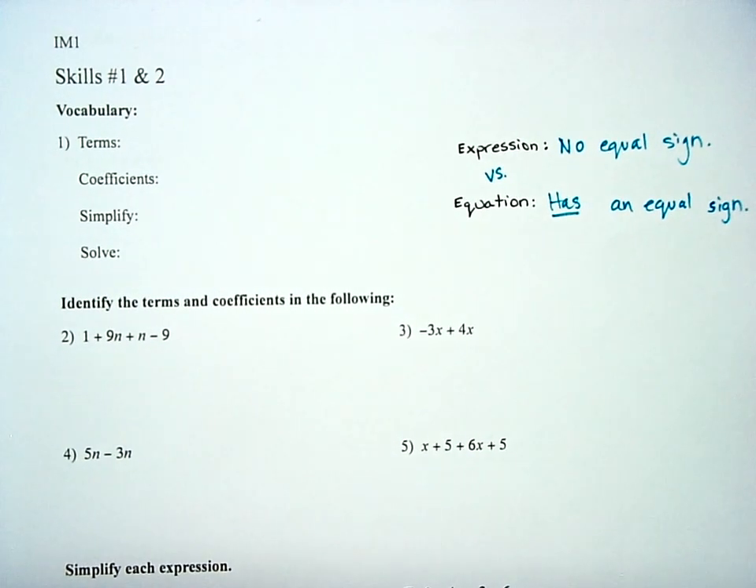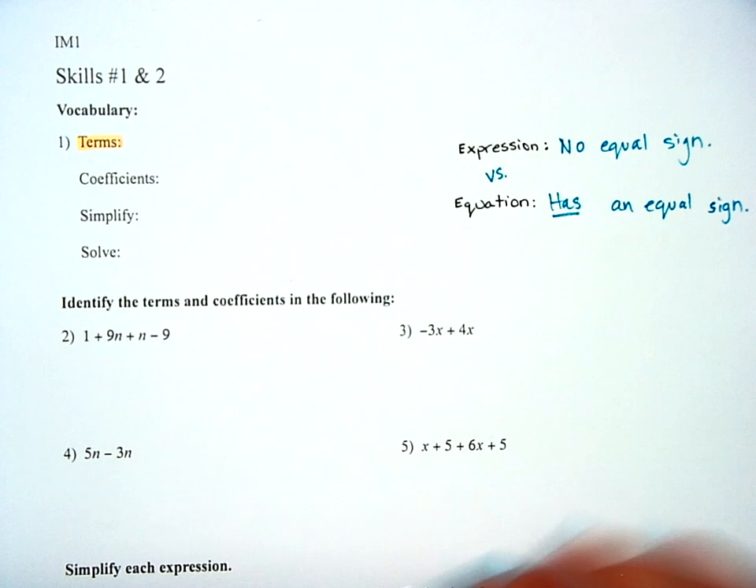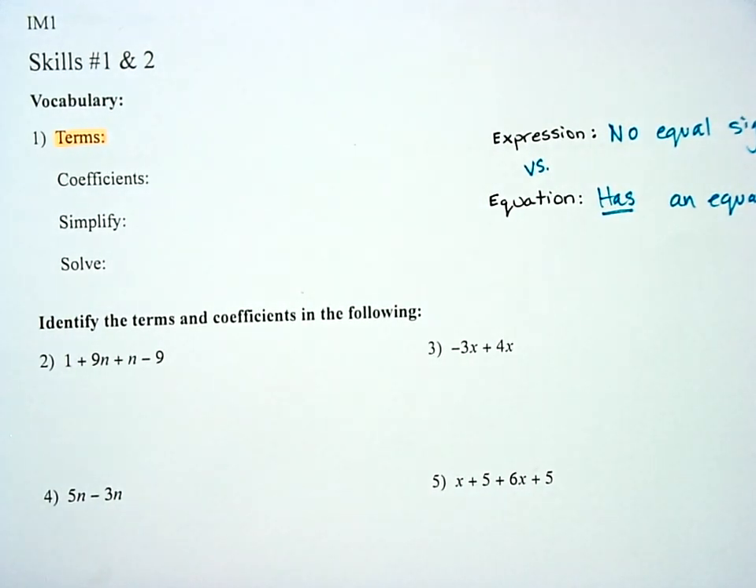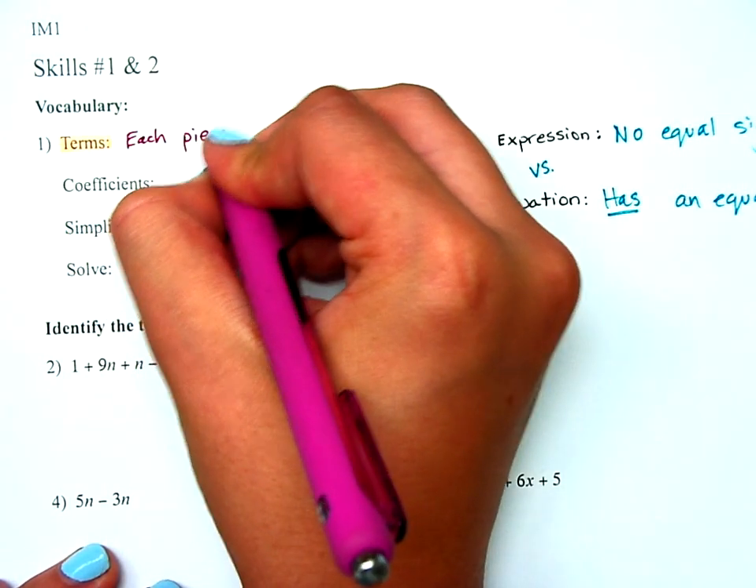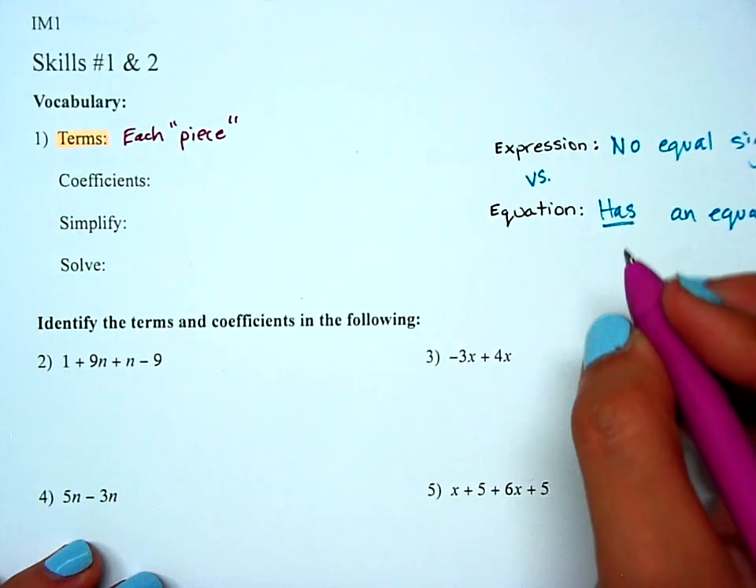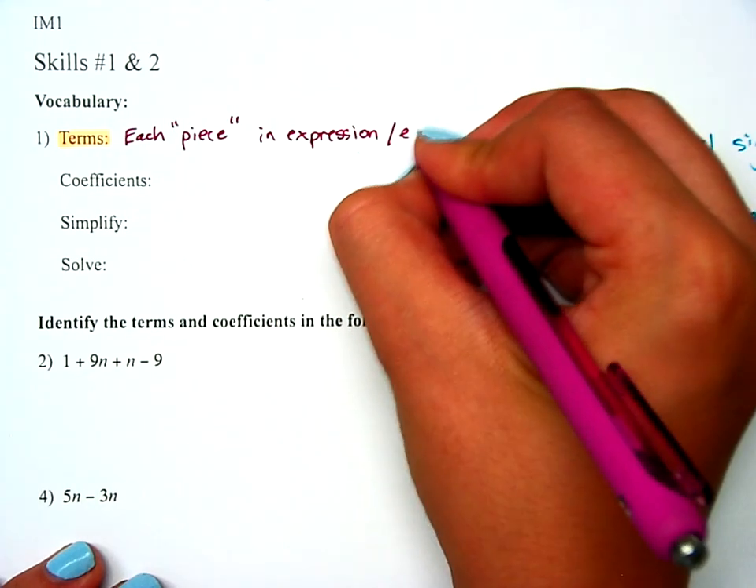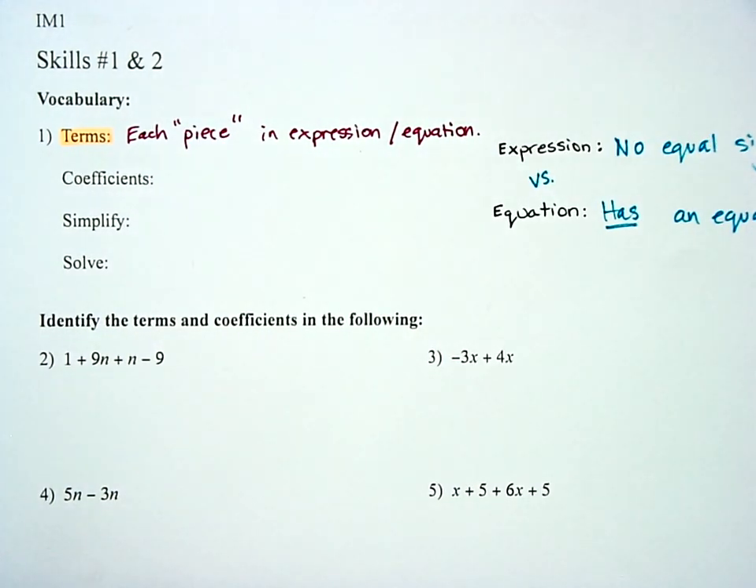Okay, so let's define some terms that'll help us with this section. First is terms. So I'm sure we've used this word and seen this word a ton, but let's actually define what that means. So a term is each, we can think of it as each piece in an expression or an equation. Okay, and we'll practice defining those in the expressions below.